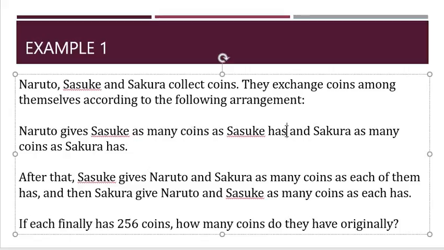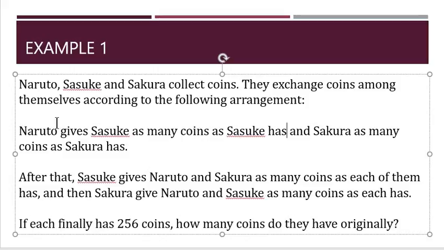Let's pause for a while. What does this statement mean? This means that if Sasuke has 50 coins, then Naruto will also give Sasuke 50 coins. That means, if Naruto has 500 coins, he will now have 450 coins after giving Sasuke 50 coins, and Sasuke will now have 100 coins.